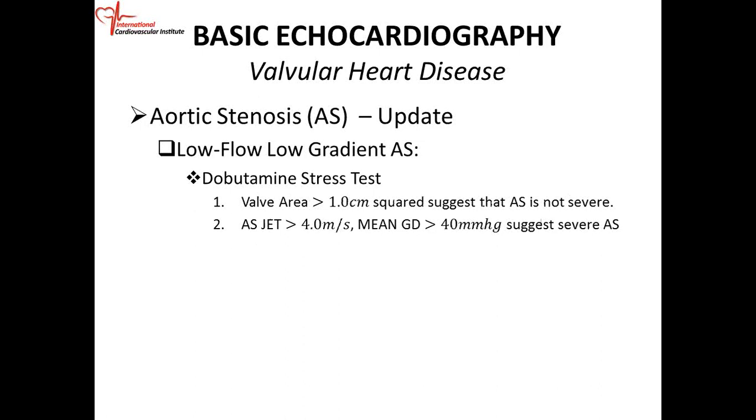So if your dobutamine stress test shows that the area is greater than 1 centimeter squared, then the AS is not severe, and the LV systolic dysfunction was due to something else. This patient is not going to benefit from aortic valve replacement. However, if the aortic velocity jet is greater than 4 meters per second, if the mean gradient increased to greater than 40 millimeters of mercury, it suggests severe aortic stenosis. And these are the group of patients that are going to benefit from aortic valve replacement.